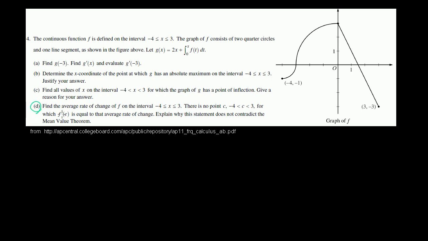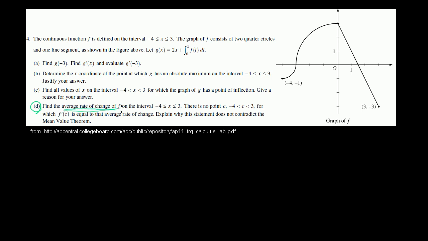Part D. Find the average rate of change of f on the interval from x is greater than or equal to -4 and less than or equal to 3. So really the interval that they've depicted right over here. And then they say there's no point C in that interval for which f prime of C is equal to the average rate of change. Explain why the statement does not contradict the mean value theorem. Fascinating. All right, let's do this first part first.